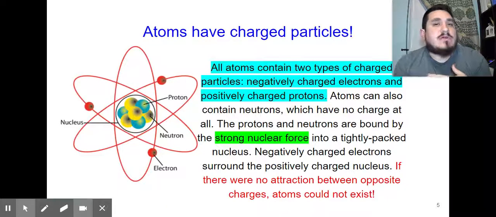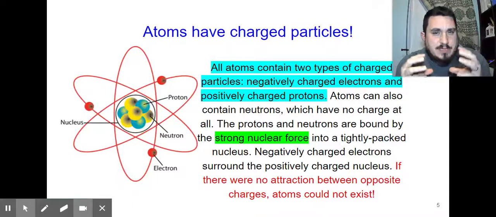Okay, so here's the question for you to think about: how or why are all those positively charged protons being kept together in the middle? Wouldn't they want to repel each other? The answer is yes. They do want to repel each other. So how is it that all those protons can be stuck in the middle of the atom?